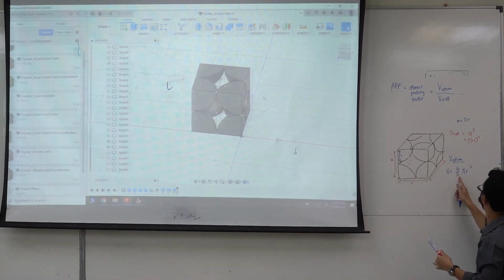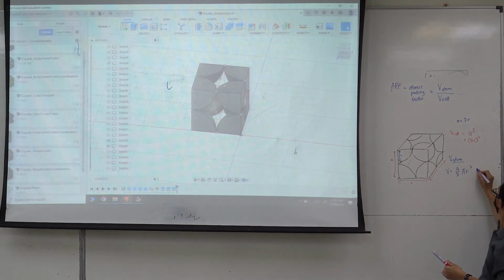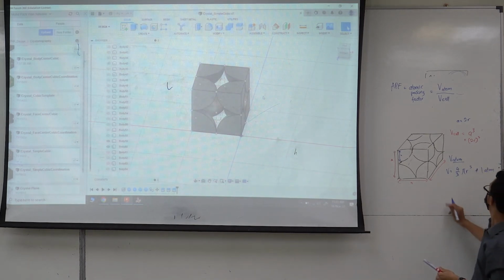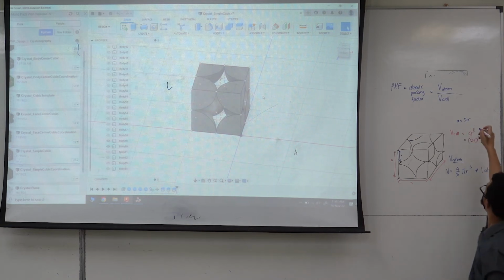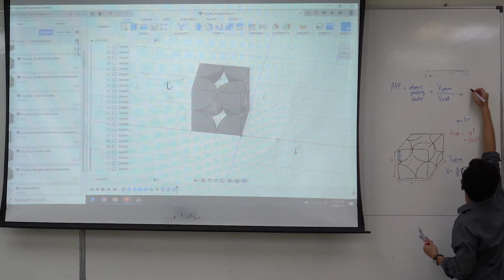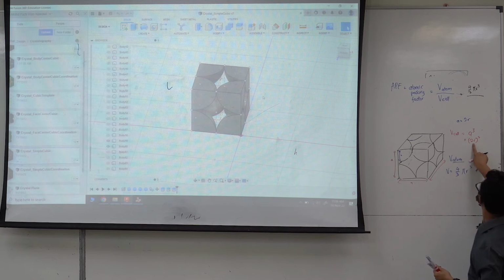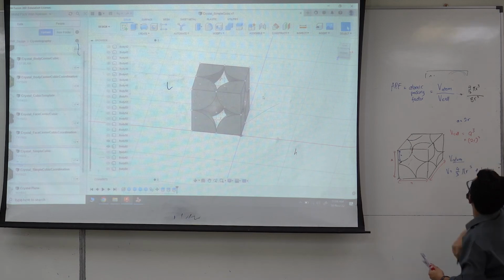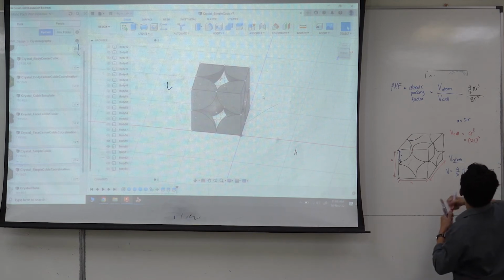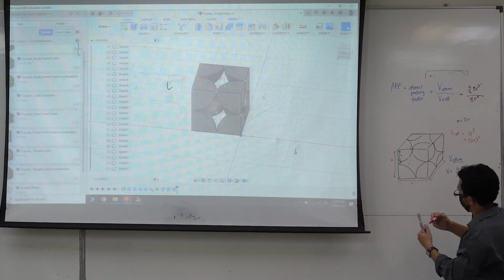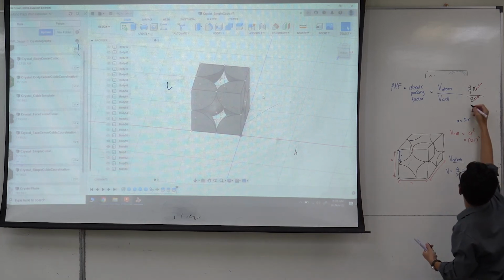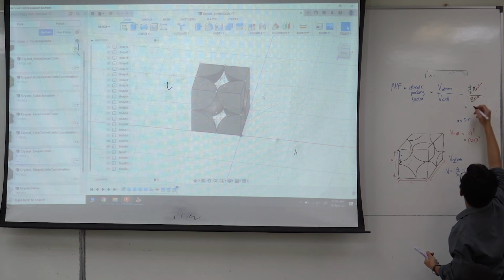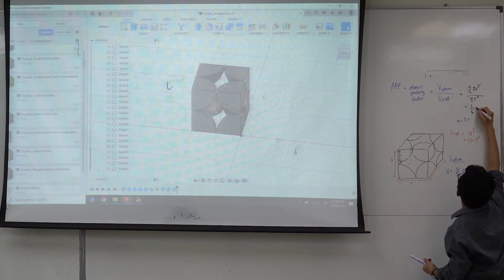So 4/3 pi R cubed times one atom, you get this and you get this, so you can divide that. The volume of the atom over the cell is basically 4/3 pi R cubed divided by 8R cubed. You can cancel this out, and you will get 1/6 pi.